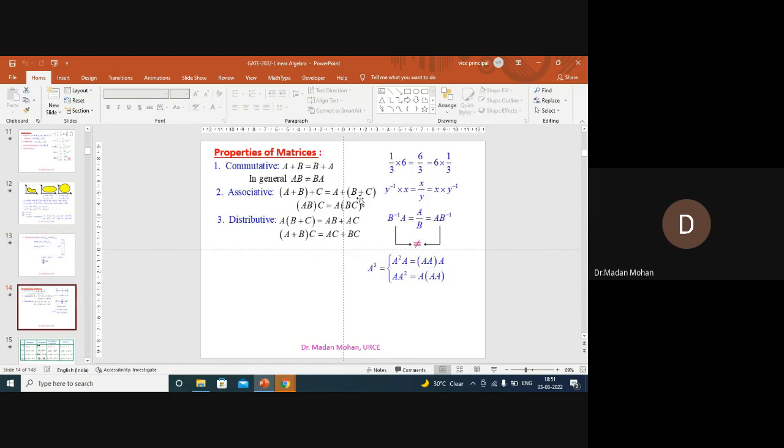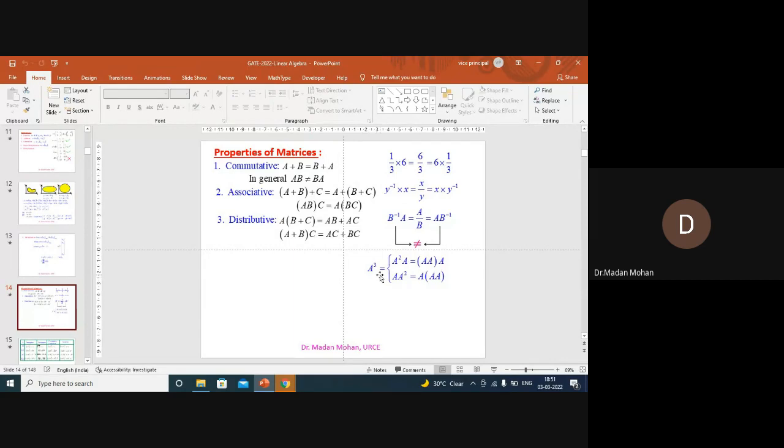Next, the properties of matrices. Matrix addition is commutative. Matrix multiplication is not commutative. Matrix addition is associative. Multiplication of matrices is also associative. Multiplication is left distributive and right distributive. We don't have the notation A by B in matrices because of the lack of commutativeness. We are unable to use the notation A by B in matrices.